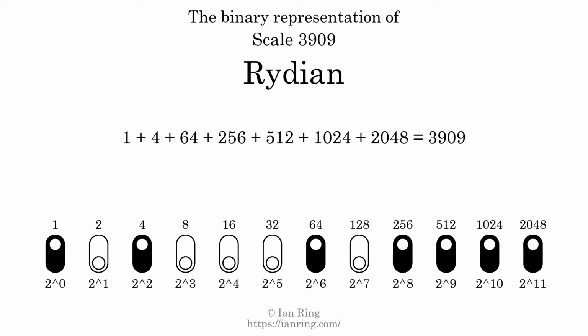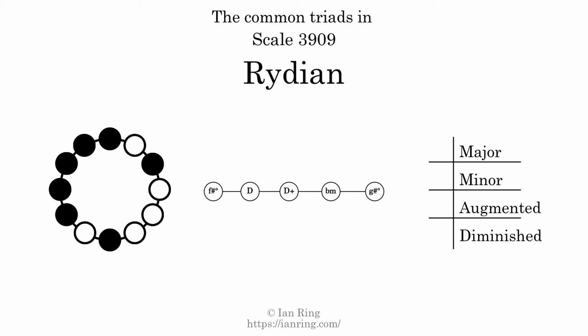The scale number not only enumerates the scale with a unique index, but it also literally describes the tonal content of the scale. Represented as a binary number in base 2, the scale number is 111101000101. Here are the common triads present in this scale.